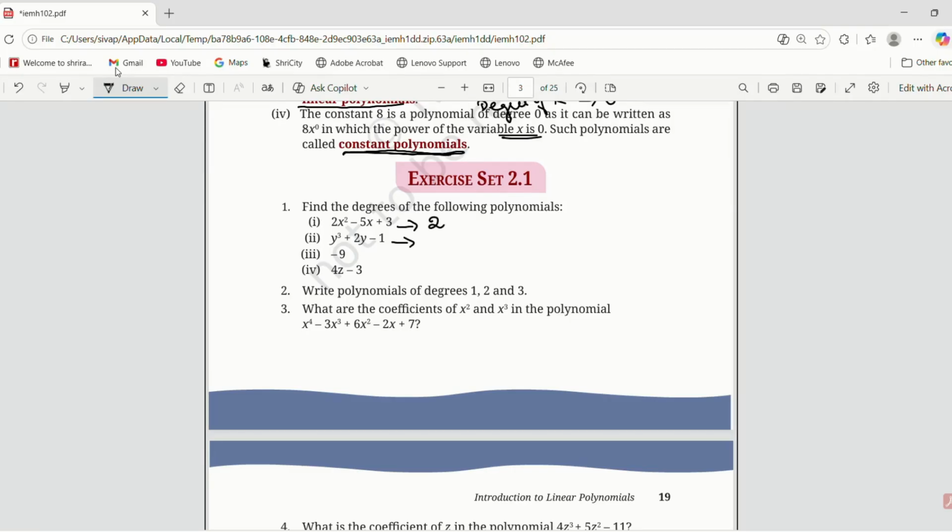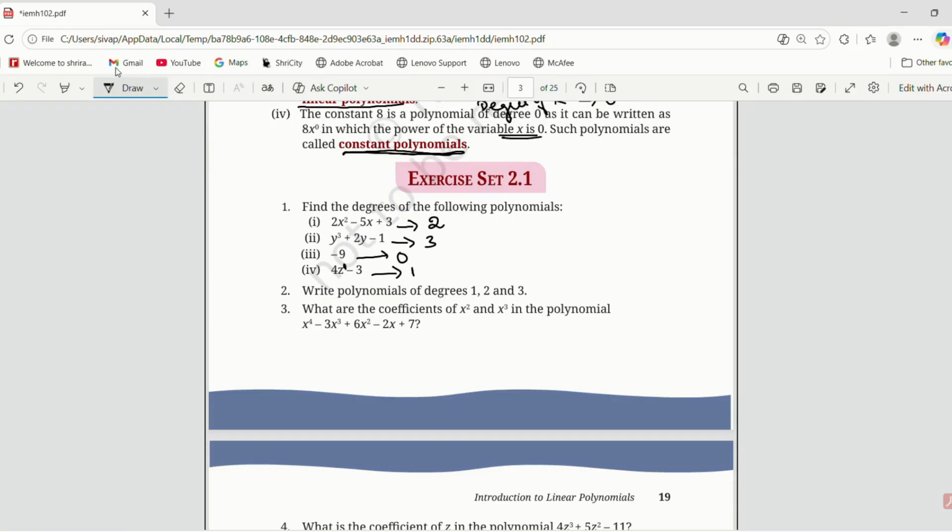Similarly, for this polynomial, it is y cube plus 2y minus 1. So here the variable is y and the highest power of the variable is 3. So the degree is 3 here. And here we are having minus 9, and we know that the constant 8 is a polynomial of degree 0. So every constant can be identified as a constant polynomial. So minus 9 is also a constant polynomial, and as we discussed earlier, the degree of a constant polynomial is always 0. And here we are having 4z minus 1, where z is the variable whose highest power is 1, so the degree is also 1.